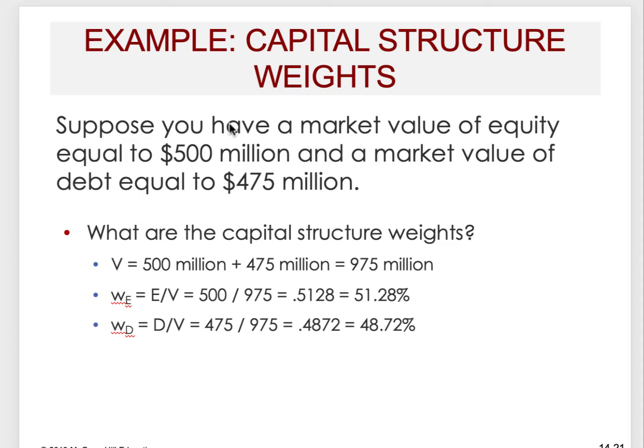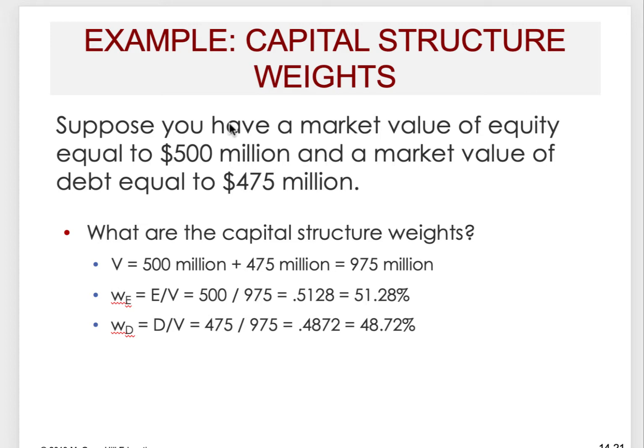Well, what's our V? What's our total market value, or what's the combined market value of the firm's equity and debt? Well, it's 975 million. How'd you get that? Super easy. I took the market value of the equity plus the market value of the debt. I added them up. Now, what percentage of the firm is financed with equity versus what percentage is financed with debt? Very easy.